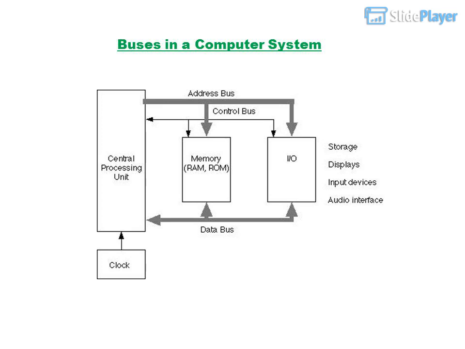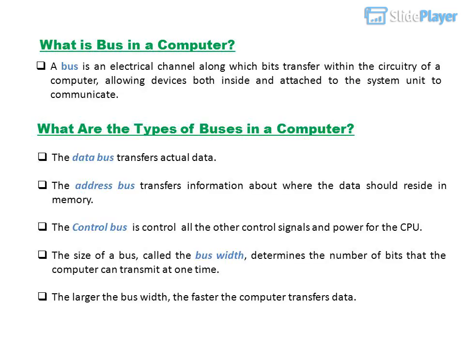Buses in a computer system. What is a bus in a computer? A bus is an electrical channel along which bits transfer within the circuitry of a computer, allowing devices both inside and attached to the system unit to communicate.